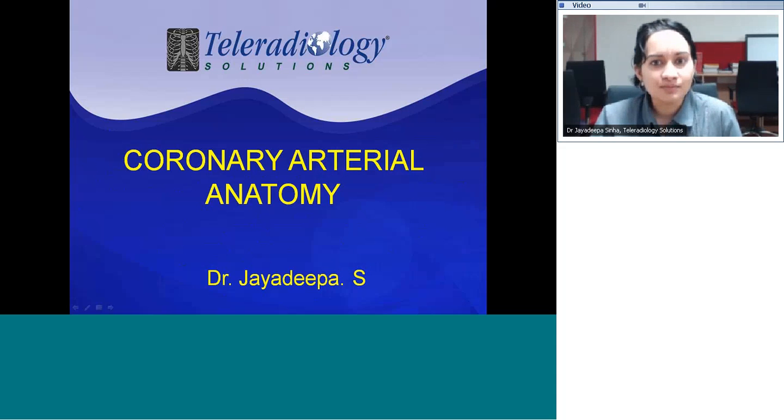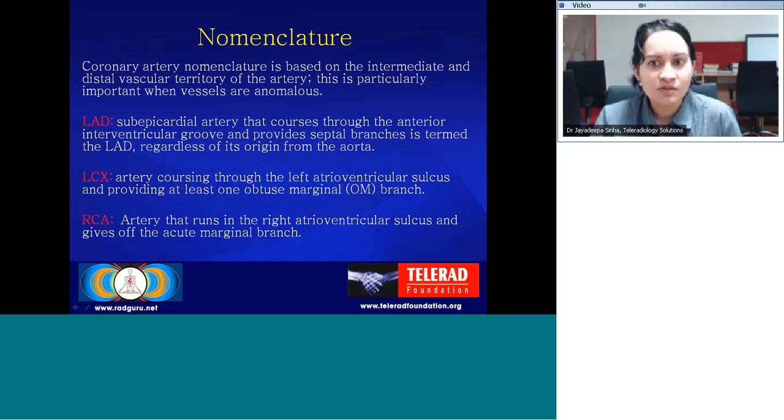So coming to the nomenclature, the coronary arteries are named based on the intermediate and the distal vascular territory of the artery. So we are not taking into consideration from where the coronary artery is originating, but the focus is on how it courses through and where it terminates, and based on that the arteries are named. So the left anterior descending artery is a subepicardial artery which courses through the anterior interventricular groove and provides septal branches. Regardless of its origin from the aorta, an LAD is when it courses the interventricular groove anteriorly.